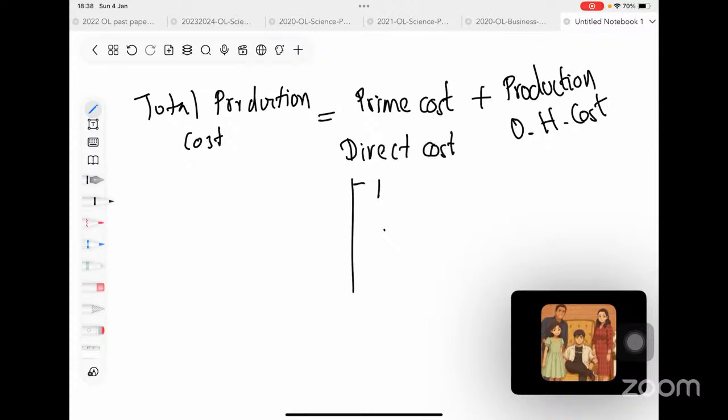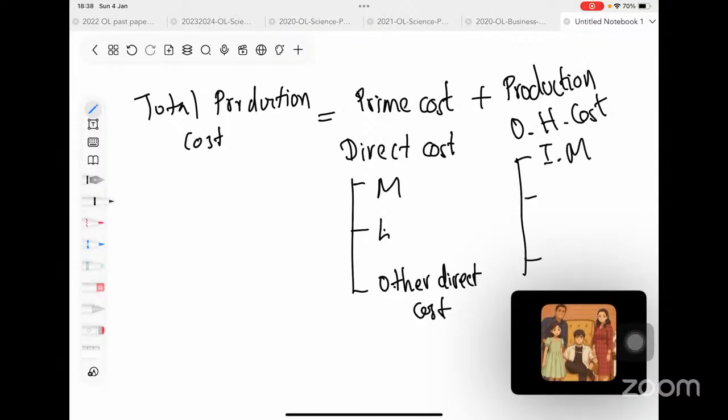The direct material, direct labor, and direct overheads, or we can say other direct costs. And in the production overhead, we will have indirect material, indirect labor, and other indirect costs. This is the simple mind map of what a total production cost is.